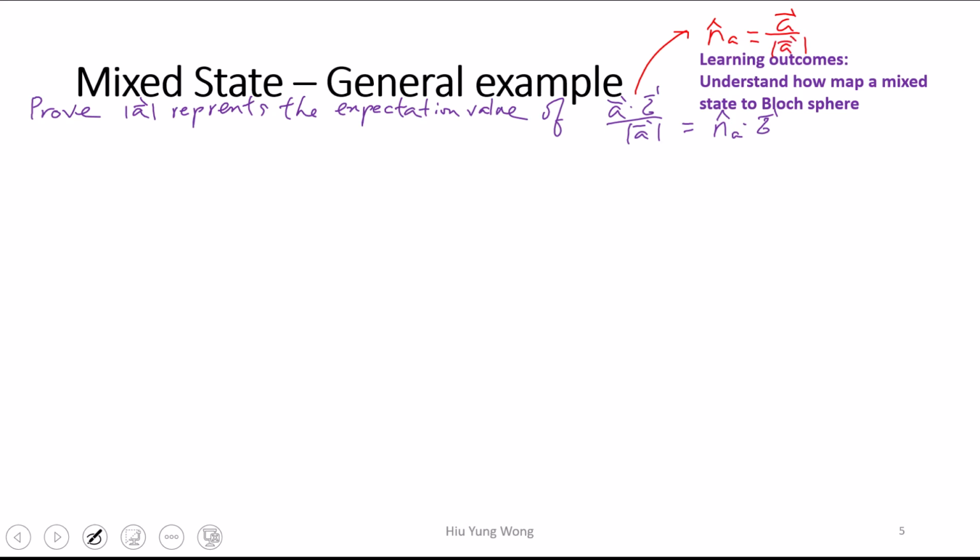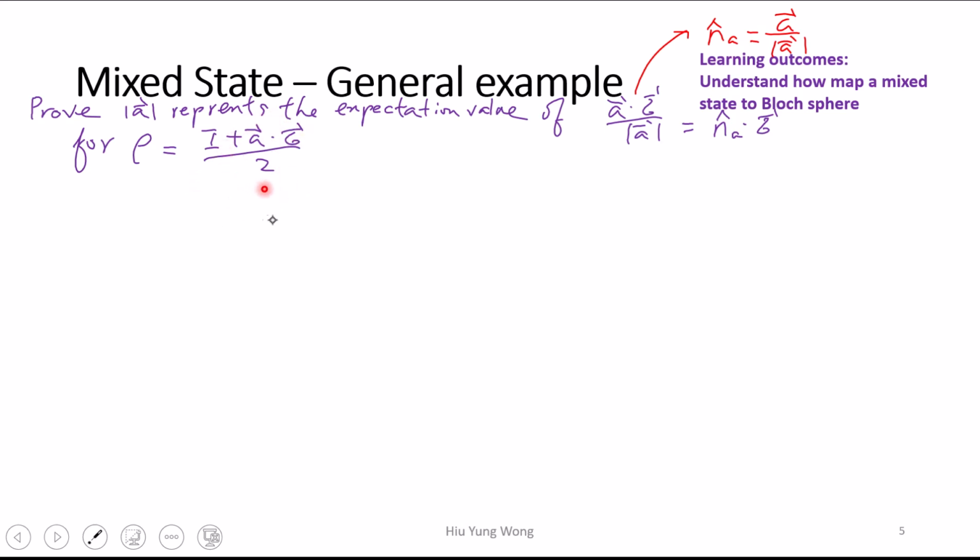So what I'm trying to say is the length of A is the expectation value of this operator. This is the first thing we want to prove. What is the meaning of A? Rho equals I plus A dot sigma divided by 2. This is the general density matrix.